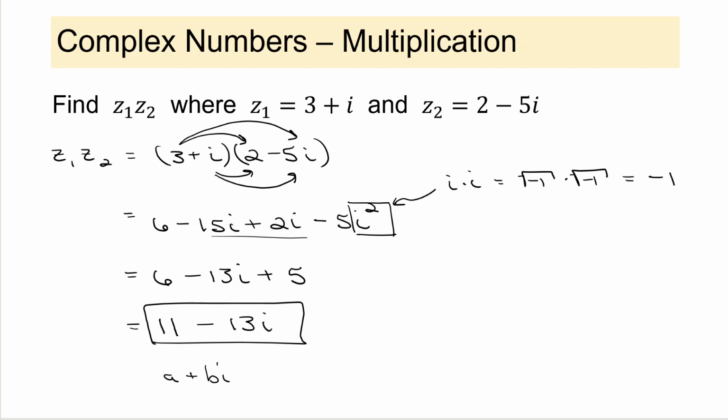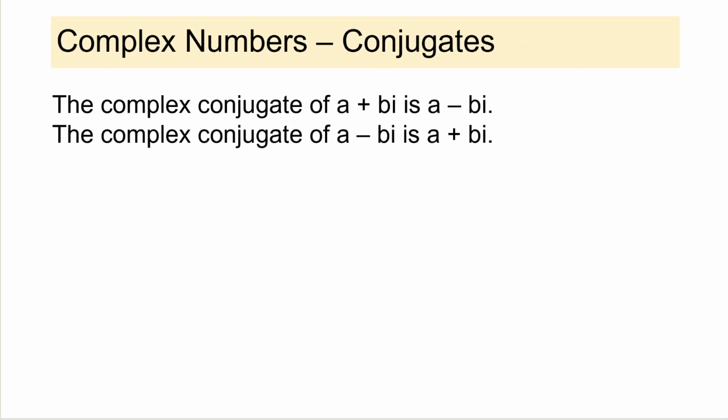Okay, before we get to division, let's talk about the concept of conjugates. So you probably saw conjugates when you were rationalizing denominators, and this is the same concept, but now it's associated with complex numbers. So because of that, we call them complex conjugates. So the complex conjugate of the complex number a plus bi, we just change the sign. So it's a minus bi. The complex conjugate, if I had a minus bi, again, we just change the sign. It's a plus bi.